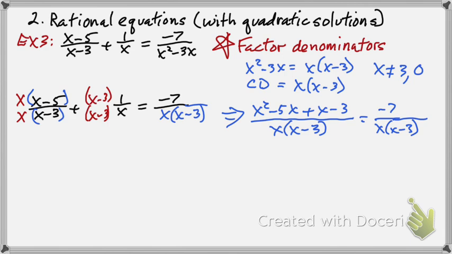When I distribute the x in the first fraction and multiply times x minus 3 in the second fraction, I get x squared minus 5x plus x minus 3 over that common denominator, and my right-hand side doesn't change any. Take a look. The denominator on the left side and on the right side are the same, which means if I multiply both sides by x times x minus 3, it'll clear out all my fractions.